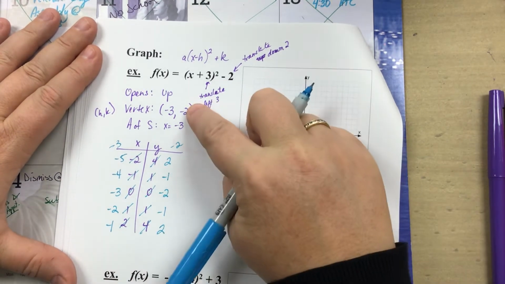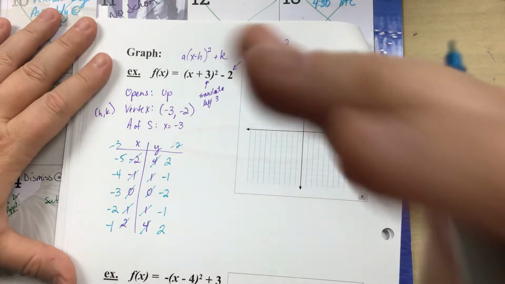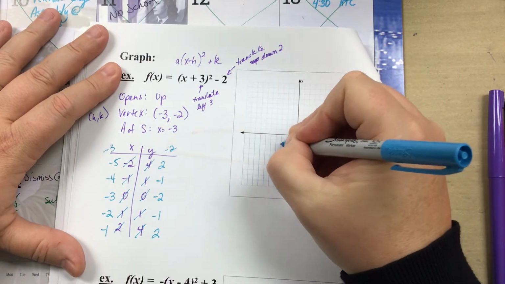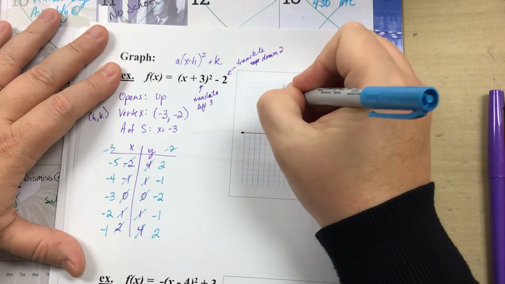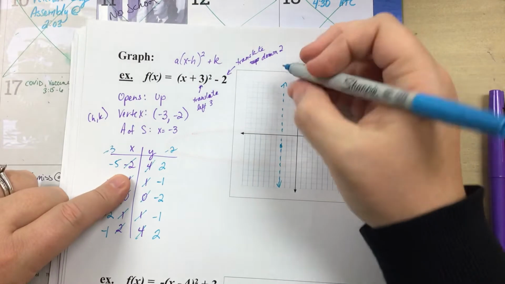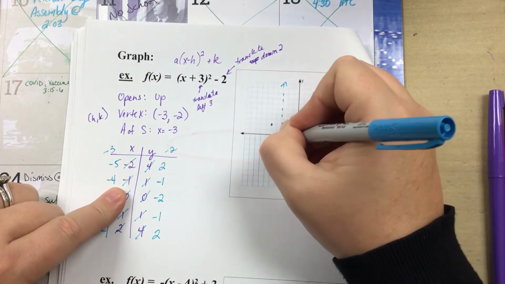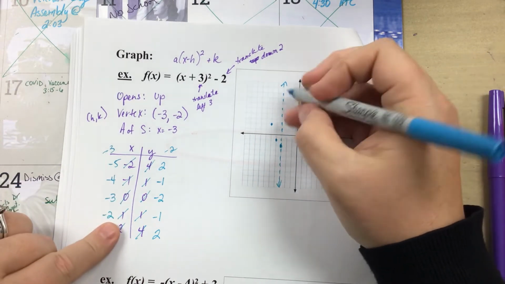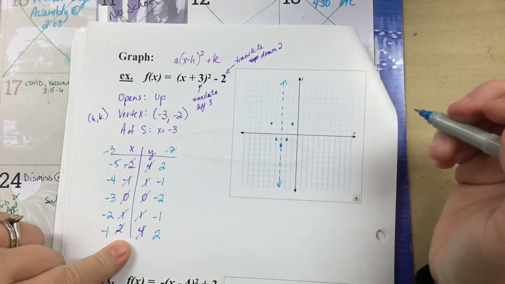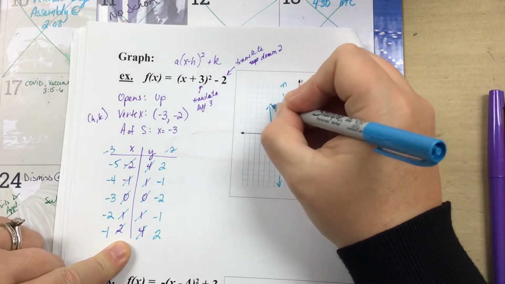So if I plot my vertex and then I plot my new points, I should be, again, good to go with my graph here. So my vertex is at (-3, -2). That's where my axis of symmetry is also at, x equals -3. And if I plot my points, (-5, 2), (-4, -1), again, we had the vertex already, (-2, -1), and (-1, 2). There's my 5 points. And again, I can draw my graph.